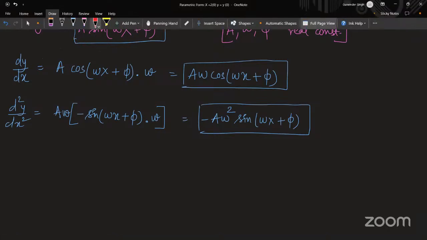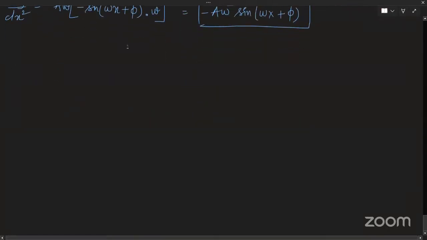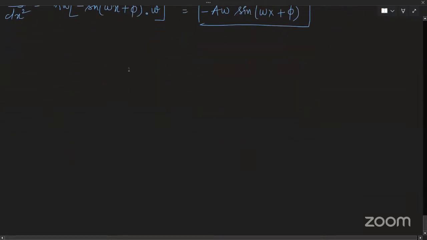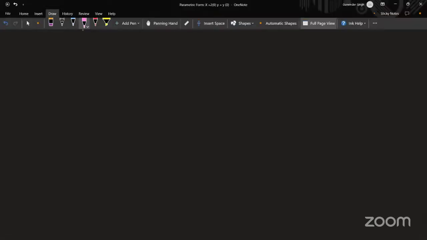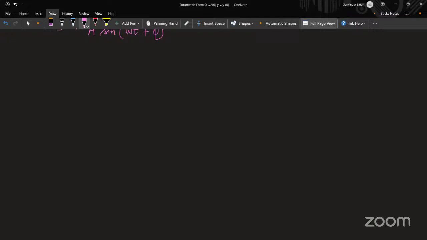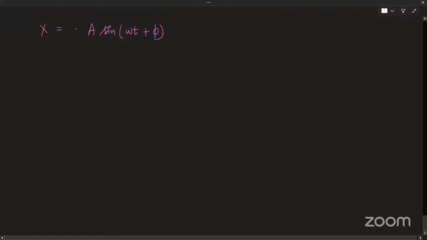I am not sure which topic you have reached in physics currently. Have you reached SHM, simple harmonic motion? Not yet, okay, not an issue. What happens in simple harmonic motion is that any simple harmonic motion can be represented using this equation: x equals a sin of omega t plus phi. x is your displacement from your origin.